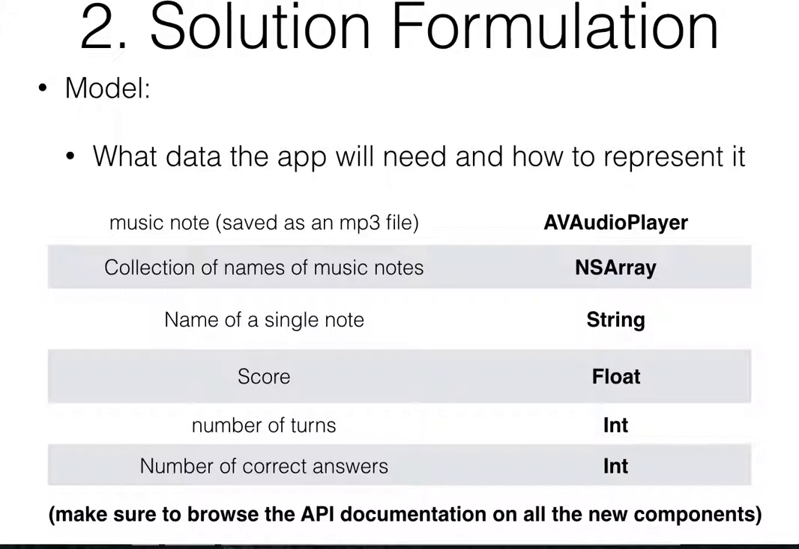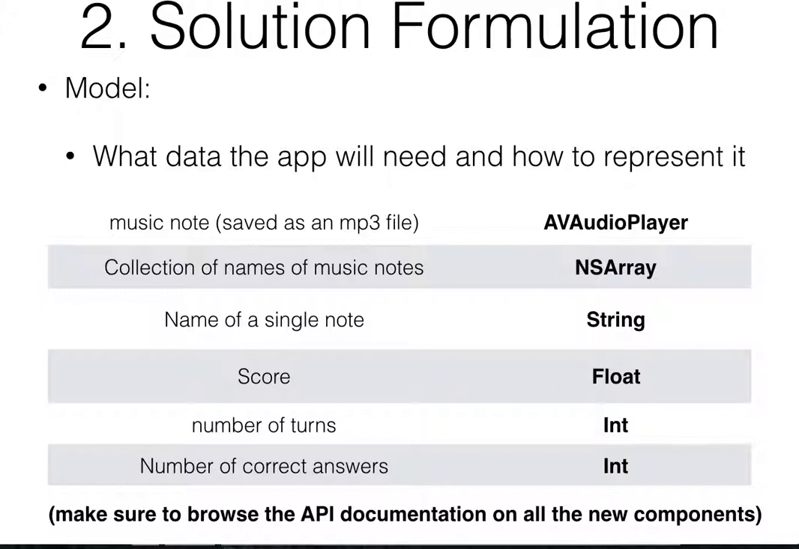We don't have one music note, we have a collection of music notes. So again, we're going to need to represent a collection. So we're going to use the NSArray. And we have the name of a single note. Why do I need the name of the single note? Because that's how I'm going to evaluate. So that's going to be a string. This will mean like the name of the note is A or A sharp and so on.